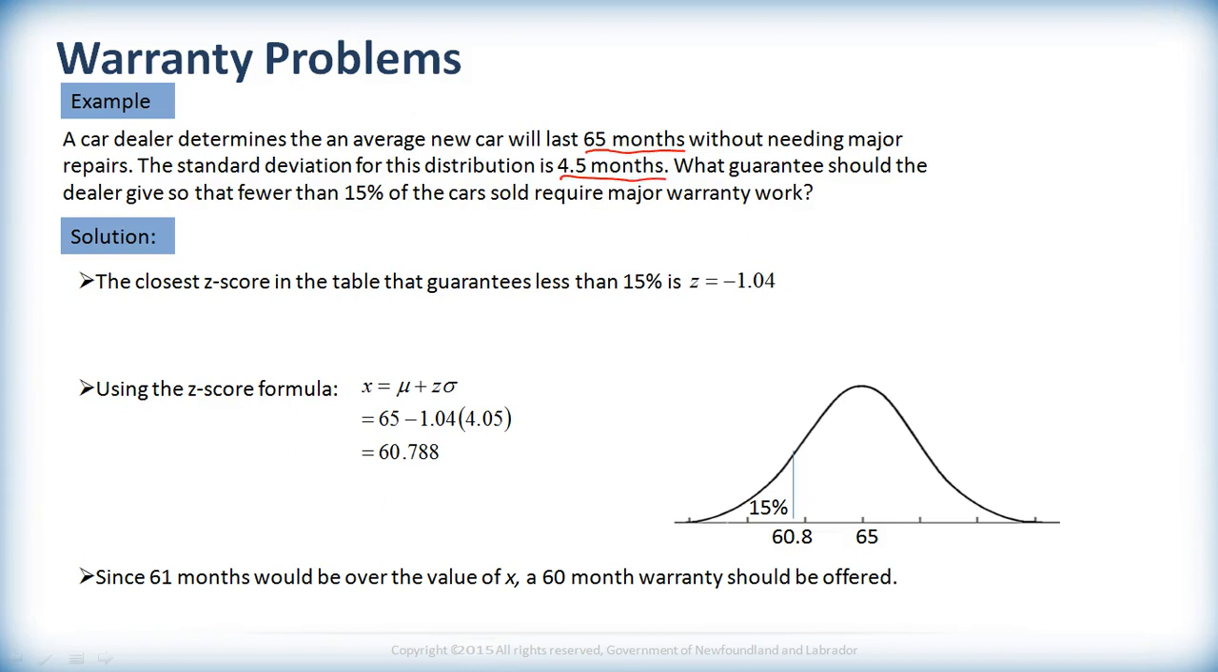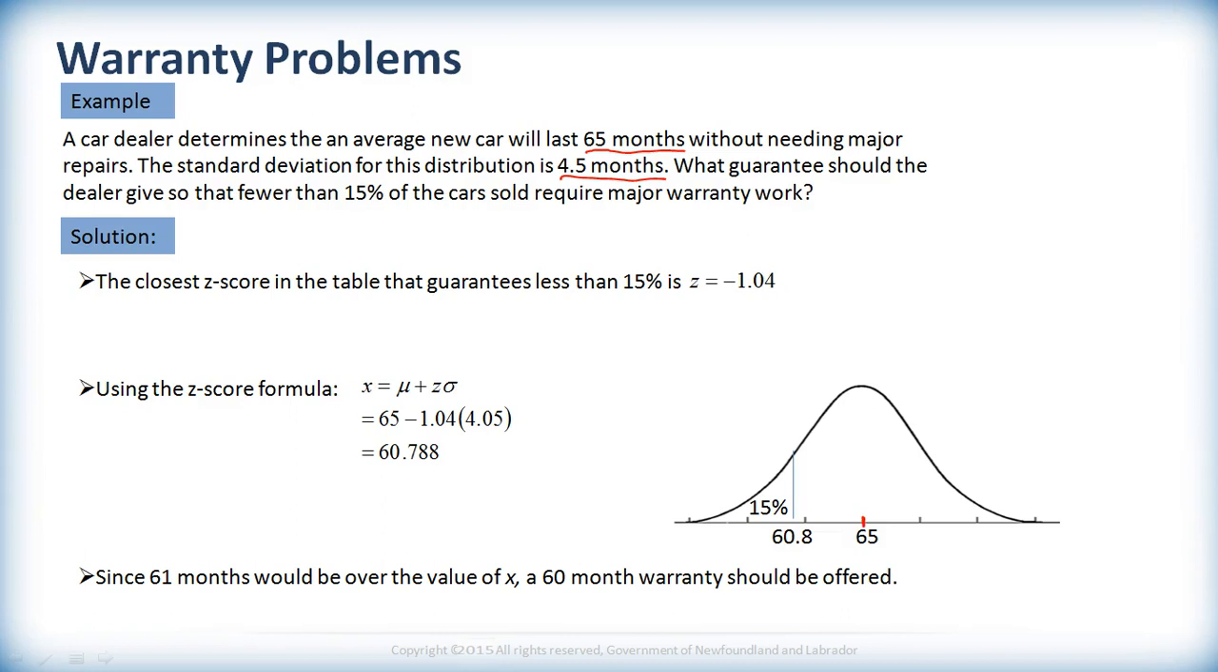Okay, so what guarantee should the dealer give so that fewer than 15% of the cars sold require major warranty work? They realize that when they give a warranty, they're going to hit a car every once in a while that's going to cost a lot of money for them to fix. That's part and parcel of giving a warranty. But they don't want a whole lot of them, so they want a warranty to give to their customers, but they only want to expect about 15% of the cars requiring major warranty work.